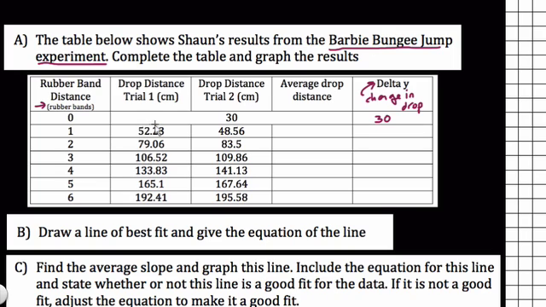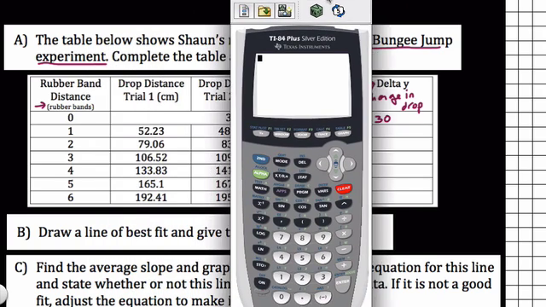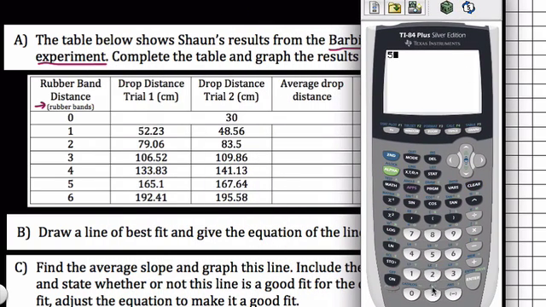Well, I'm going to average them here, and all you do to average is add them up and divide by 2. The only common error that I see right here is people enter in 52.23 and then just press plus 48.56 and then divide by 2. But what that will do, you can see the answer is 76.51 above these two numbers, because the graphing calculator is dividing first using PEMDAS and then adding. So it's actually just 48.56 divided by 2 plus 52.23. So you can fix that in two ways.